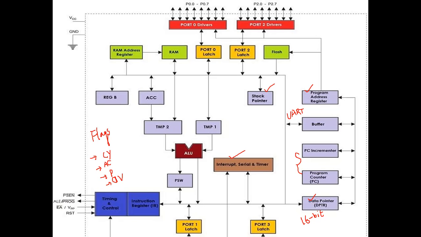I think every one of you got an idea about this. Everyone understood each and every block of the 8051 microcontroller and how it works.